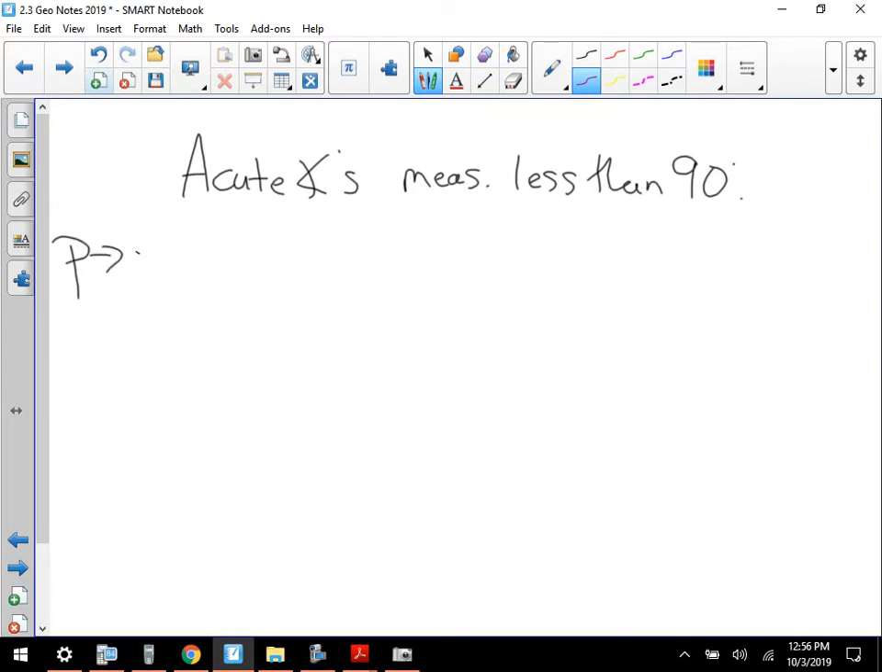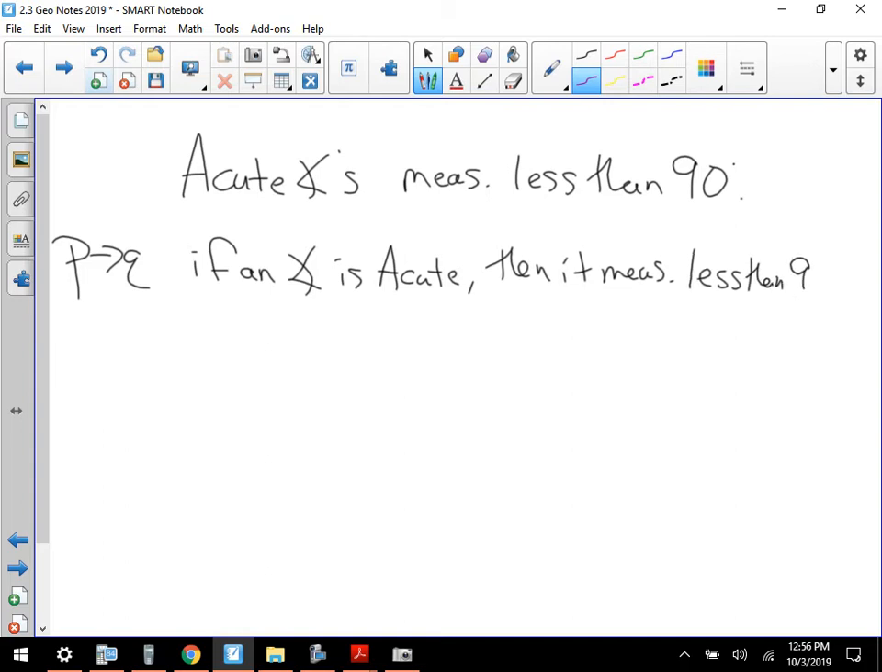What she said was, for your conditional, if an angle is acute, then it measures less than 90 degrees. Is that true or false? That's true. That's the definition of an acute angle. This is a true statement.